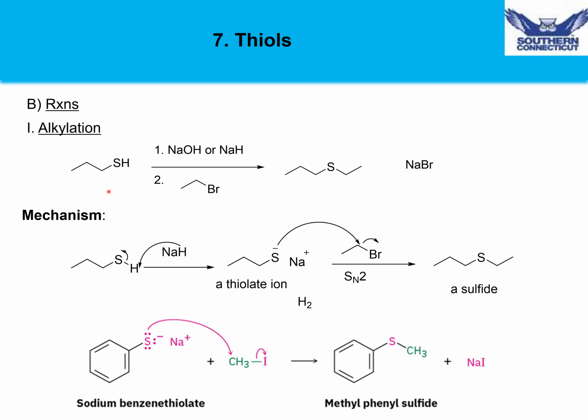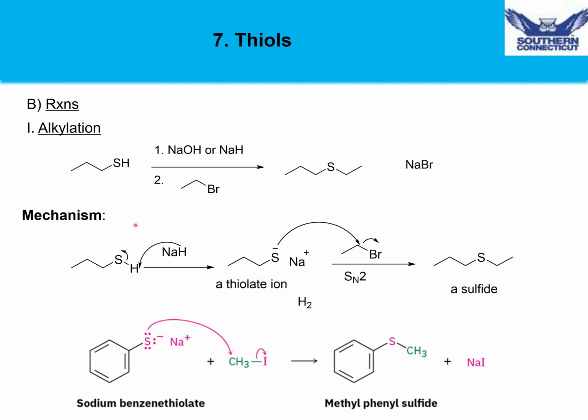Thiols can undergo a number of reactions. One of them is they can be alkylated. If we take a thiol and add a base like sodium hydroxide or sodium hydride, the base will remove the hydrogen on the thiol, make a thiolate ion, which will then attack an alkyl halide in an SN2 type reaction to give us a sulfide.